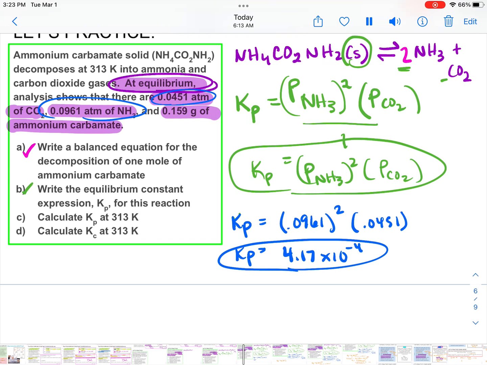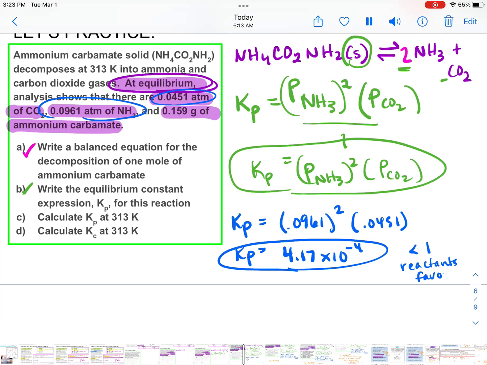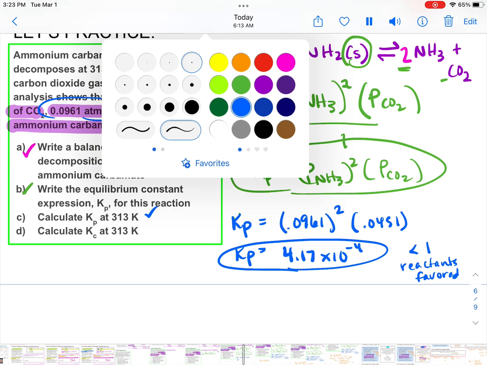Notice that when I compare this to 1, this value is less than 1, which means that when the reaction reaches equilibrium, the reactants are slightly favored. So you want to picture that this is a less than 1 value, so it's actually favoring the reactants more than the products, because my denominator would be larger to make that K value less than 1. So there's Kp. All right, and now they want us to calculate Kc.